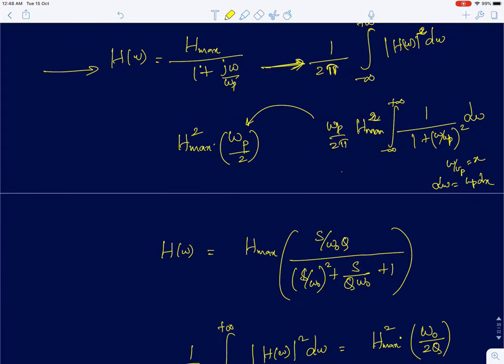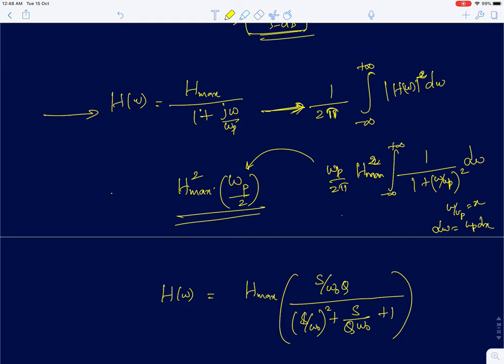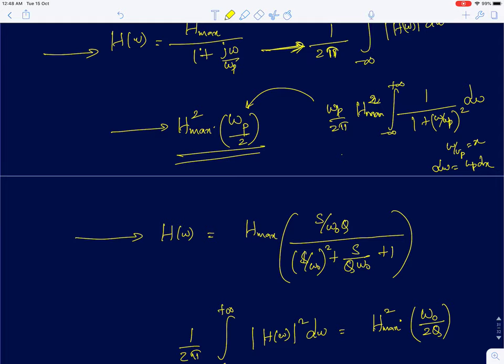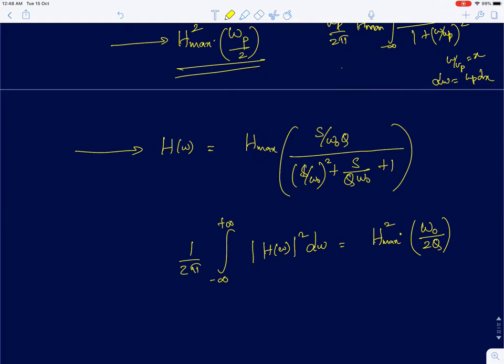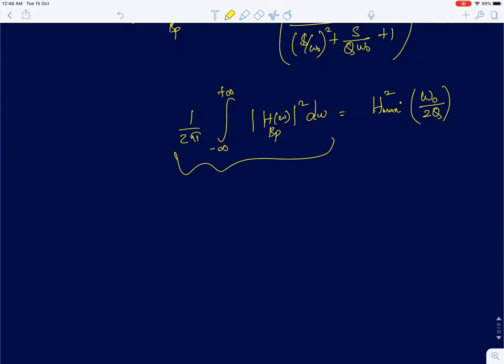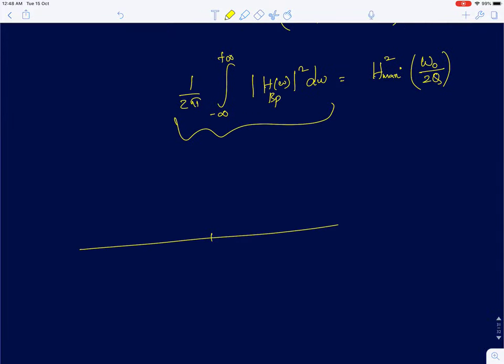Now, this is a very simple result to derive for a low-pass transfer function. Now, if I give you a transfer function like this, h of omega, and ask you to find the same integration for a bandpass, which is this h bp of omega, then how would you do that? What we showed previously was that first we had a low-pass transfer characteristic, which was centered at omega equal to 0, and we define the 3 dB bandwidth, which was the pole in that case, which we call omega p.